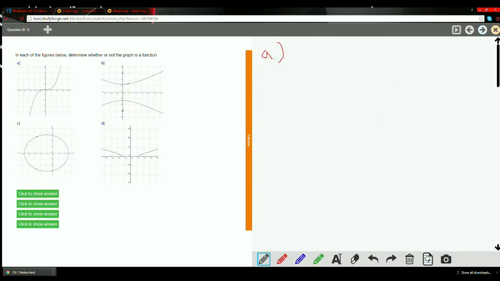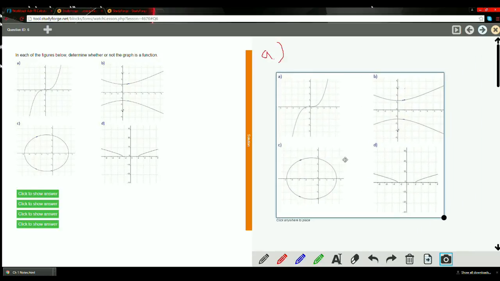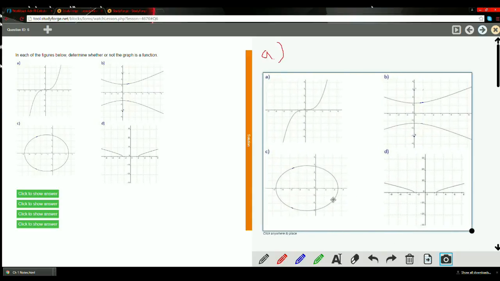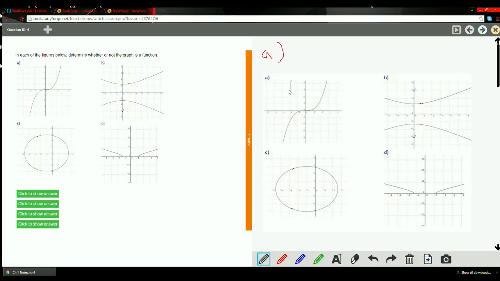Let me take a picture of the image and expand this real fast. So right here, if you draw lines, you see that there's always 1 point for that 1 input, which is good. That means that is a function. So put a little yes.